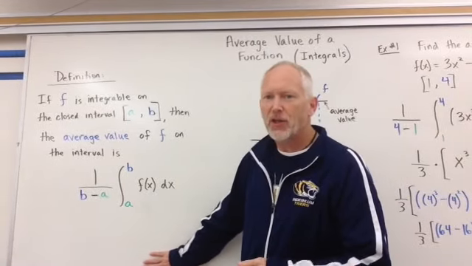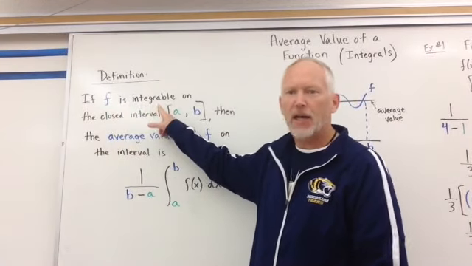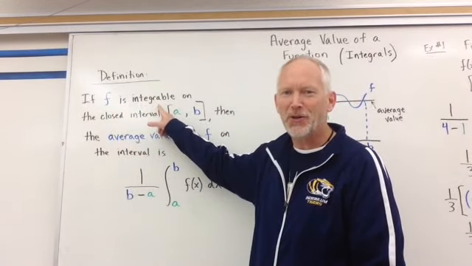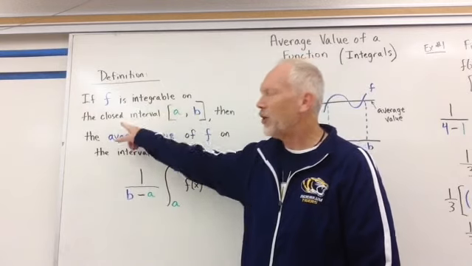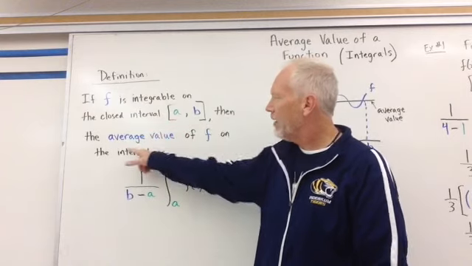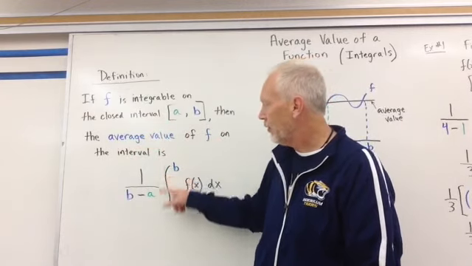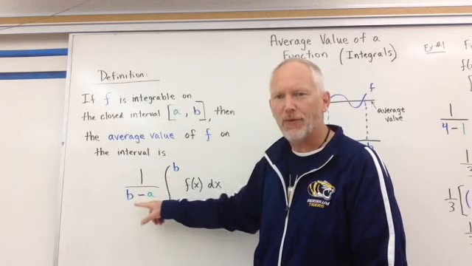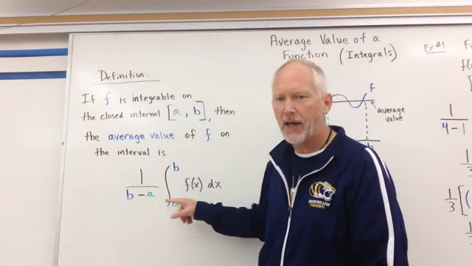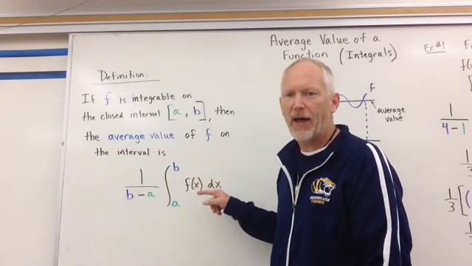What is the definition? The definition is: if f is integrable, meaning you can integrate it, on the closed interval from a to b, then the average value of f on the interval is 1 divided by b minus a times the integral from a to b of f of x.